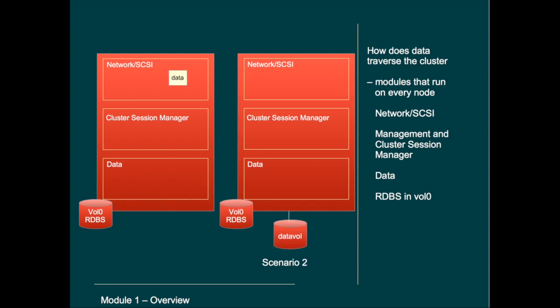In the second scenario, the data enters the network or SCSI module, is copied to the session manager, and the session manager checks the VLDB. Now, the volume is not local to the node, so the data will be sent to another node via the cluster interconnect. The other node will copy the data to its data module, and the NVRAM and the rest is taken care of by that data module on the other node.